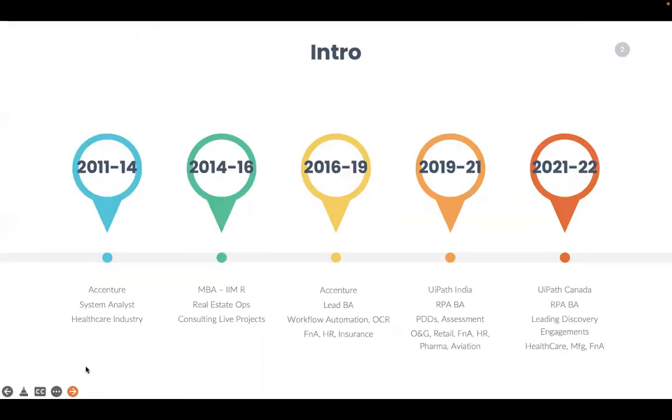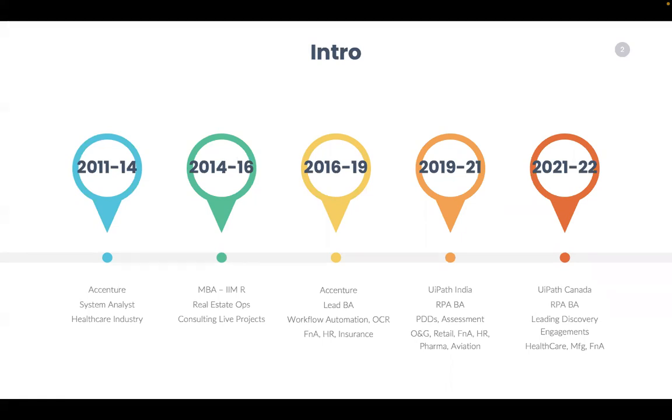So I started my IT career in June 2011 at a multinational company called Accenture in India, and at that time I worked for 3 years in the healthcare industry. I was a system analyst there, handling some migration work, and we had to make a lot of documentation on standard operating procedures and do the automation. But at that time, the automation I was doing was not robotic process automation. It was done through Jenkins and shell scripting.